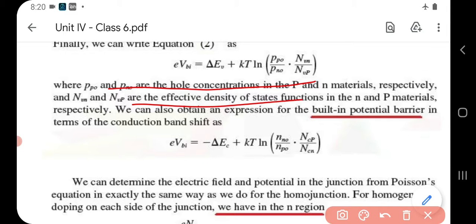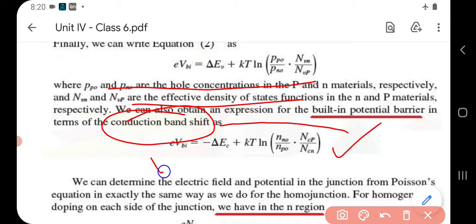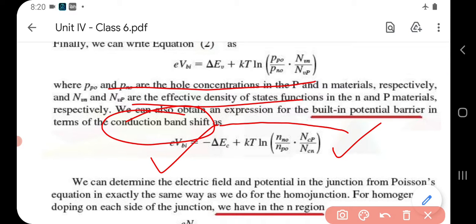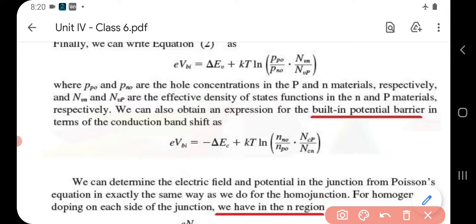Finally, we obtain the expression for built-in potential barrier as this. This is the expression for potential barrier in terms of conduction band shift. So this equation you have to write. Potential barrier in terms of conduction band shift can be expressed as this. Once you write this equation, if you study it, by making slight modification you can write this equation. So there will not be much problem while learning.